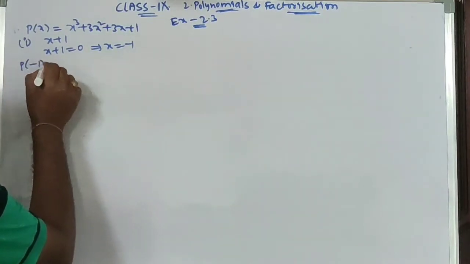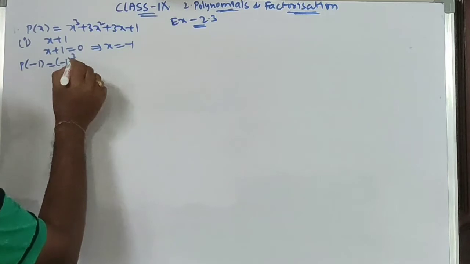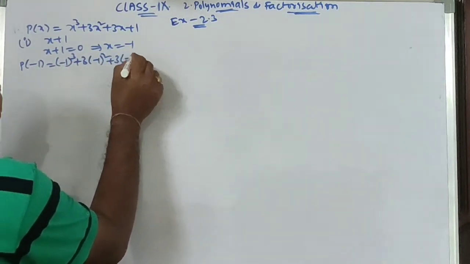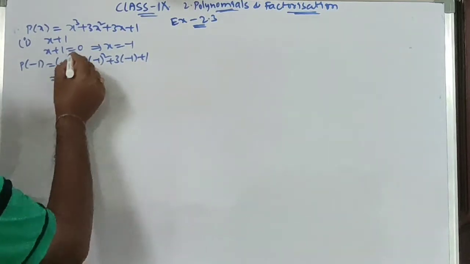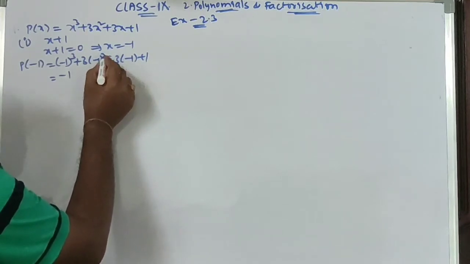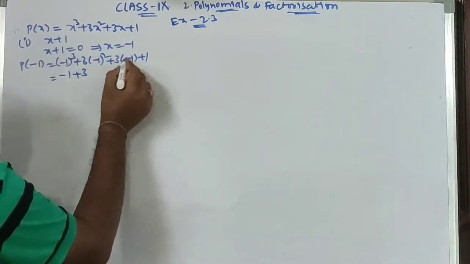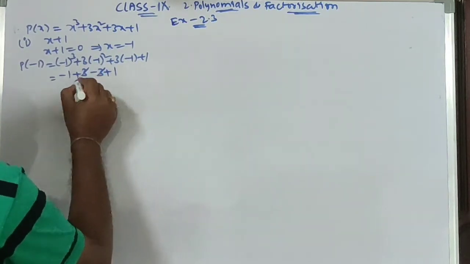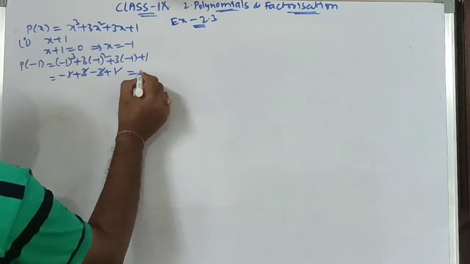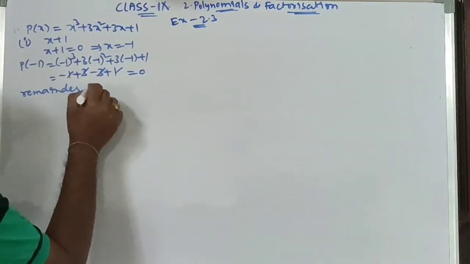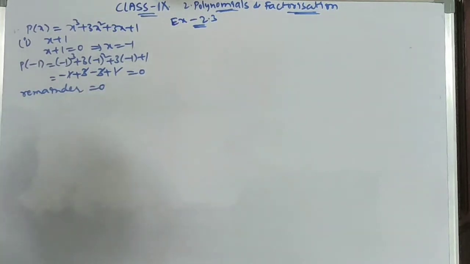P of minus 1 equal to minus 1 whole cube plus 3 into minus 1 whole square plus 3 into minus 1 plus 1. Cube of minus 1 is minus 1, square of minus 1 is plus 1, into 3 is 3, 3 into minus 1 is minus 3, plus 1. 3 cancels, 1 cancels, we are getting 0. So the remainder equals 0. If we divide by x plus 1, we get 0 as remainder.